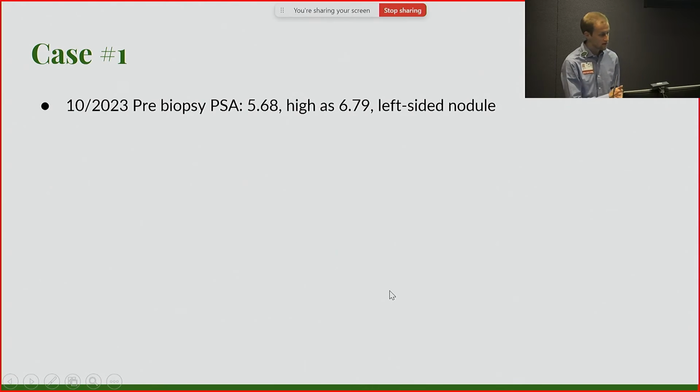So patient number 1 had a just screening PSA, followed for a number of years. He had it obtained last in October. He had actually had a higher PSA before, up to 6.79. It was rechecked, and it did come down a little bit to 5.6, 5.7, but he also had a nodule. So someone that, you definitely have some suspicion that something is going on. So this is a good warm-up here.